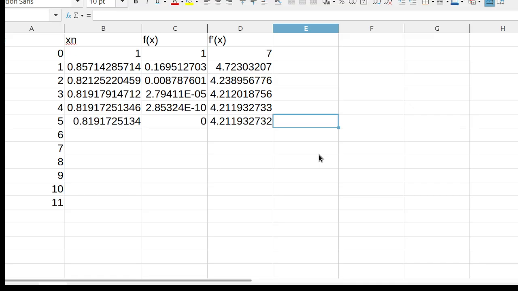By hand, it's a little frustrating, but if you ever need to plug something into a computer, understanding how you do it by hand is what helps you for this. And like I said, Newton's method is usually the first thing you'll get in a numerical methods class or a computational methods class, is that you'll have to learn to find roots this way. And so this was the positive root. It's around 0.819172513, and that's about as good as we're getting in 5 steps with Excel.